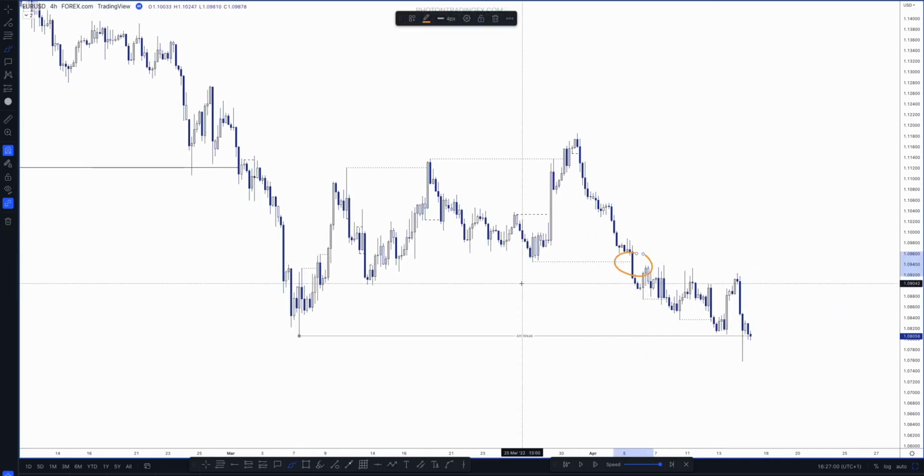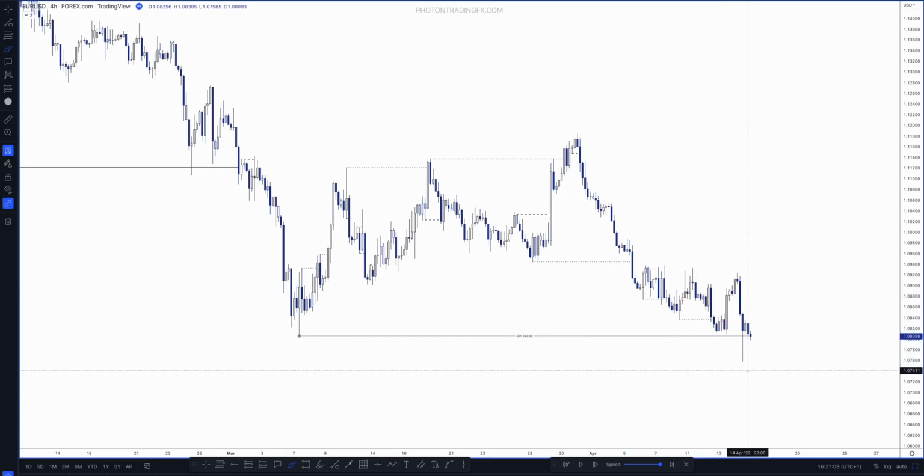And then after we get that, for the most part, it's usually pretty impulsive to take out the low in most cases. And this is where these internal ranges hold, right? Until it takes out the swing low. Cool, okay.